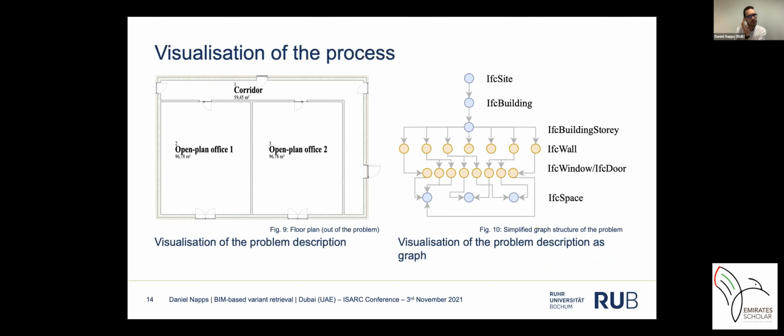This shows a visualization of the described problem by the user and the outcome simplified graph structure. This graph structure is searched in the database. For example, on the left side, there is the problem definition, the visualization of the problem definition, and on the right side, there is a simplified visualization of the problem as a graph. The graphs have always the same structure, so there's always the IFC site, the IFC building, one or two IFC buildings, then the IFC building stories, and there come the walls and the windows and spaces.